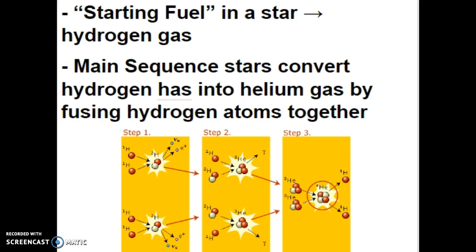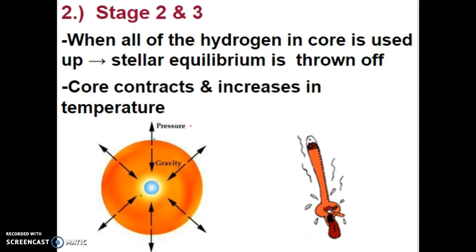When hydrogen atoms bang together, we get a lot of energy, for one, heat and light. As long as gravity and fusion are equal, a main sequence star will happily convert hydrogen gas into helium. Eventually, all of the hydrogen gas will get used up. After this happens, stellar equilibrium is thrown off a little bit, because the fusion energy that pushes from the inside out of the star will start to lose to gravity, which is pushing from the outside in.